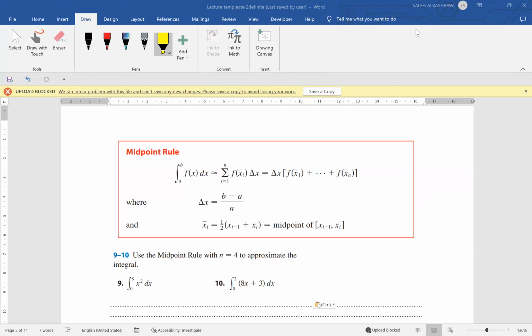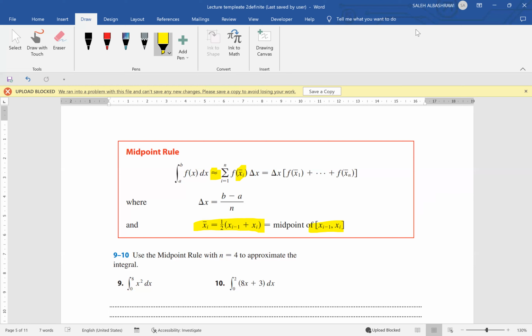In some other cases, we can approximate or estimate, not finding the exact value, the definite integral using the midpoint rule. The midpoint rule is given by: the definite integral of f of x dx is approximately equal to the sum from i equals 1 to n of f of xi bar. Xi bar means the midpoint, defined as 1/2 times (x(i-1) plus xi). It is the midpoint of x(i-1) and xi.